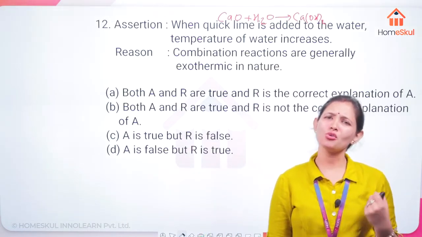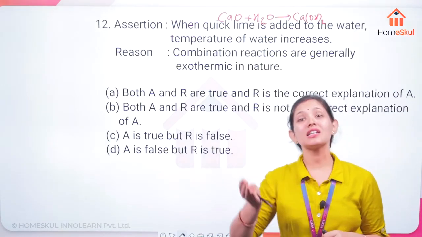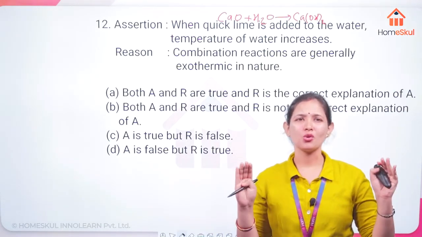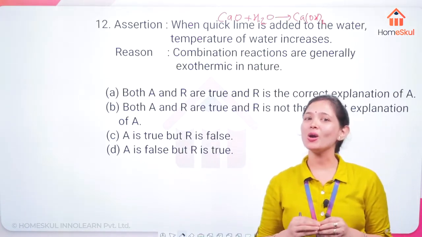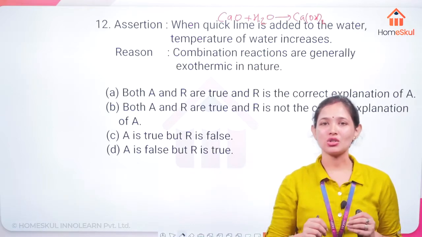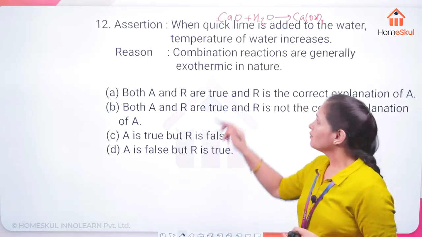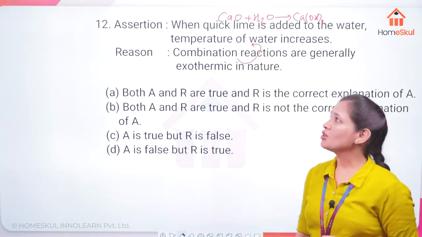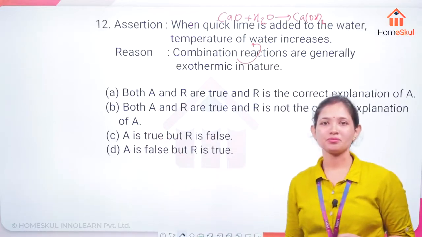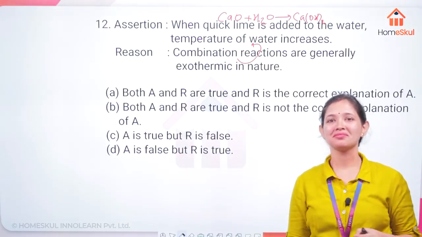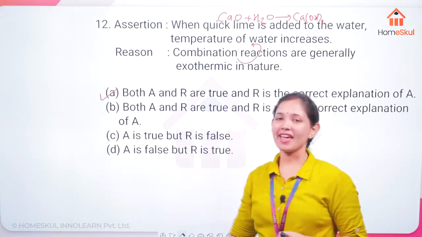Yeah, very correct. We know this. If heat is releasing there, it means the temperature increases. The reactions in which heat is released are called exothermic, and combination reactions are generally exothermic in nature. So this is also a correct explanation for your assertion statement. So the correct option will be what? A, B, C, D? Yeah, very correct, everyone. That is A here.